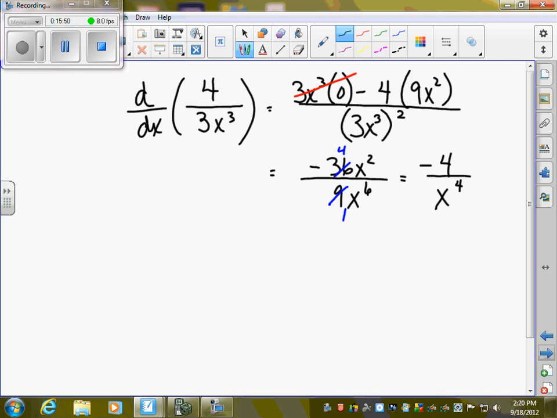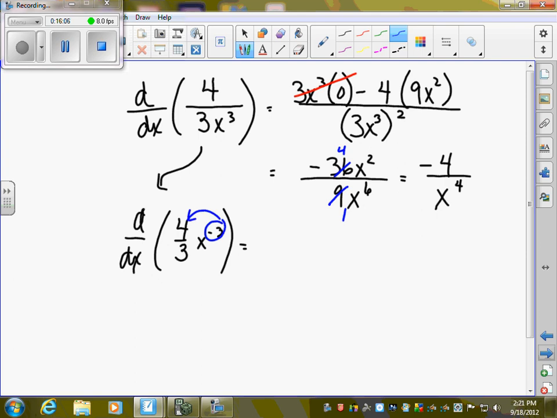Another way I could have looked at that was to rewrite this at the beginning, like we did today, and make that 4/3 x to the negative 3. The derivative of that, negative 3, would multiply with 4/3 and give me negative 4. X to the 1 less power would be negative 4. So I get negative 4 over x to the 4th.